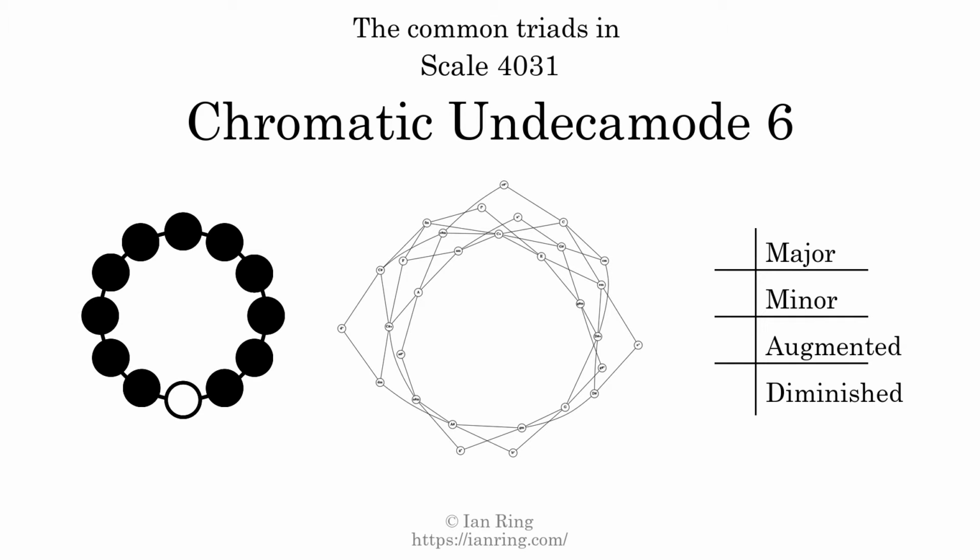The diagram in the center is a graph of parsimonious voice leading between triads. There are 9 major triads. There are 9 minor triads. There are 3 augmented triads. There are 9 diminished triads.